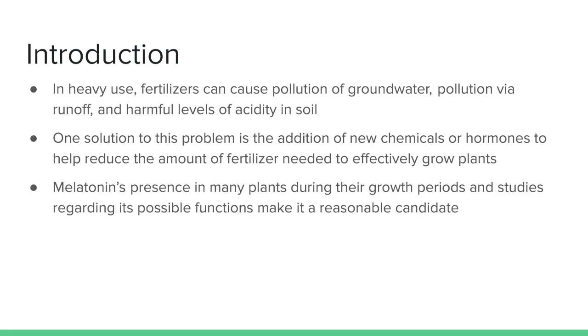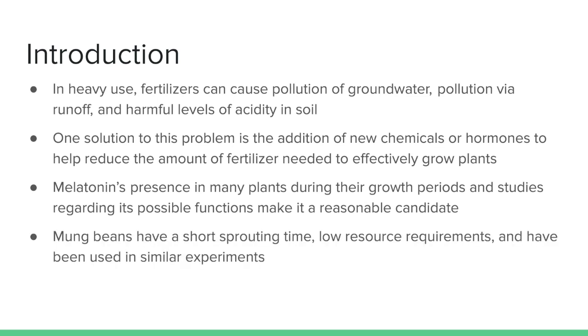Melatonin is a hormone that could fit as an additive to fertilizer. In a multitude of studies, melatonin has been observed during the early growth phases of some plants, with a possible role in increasing how much the plant grows. This information on melatonin in plants is compelling enough to warrant research into whether it is capable of increasing the amount of growth exhibited by the chosen plant, mung beans.